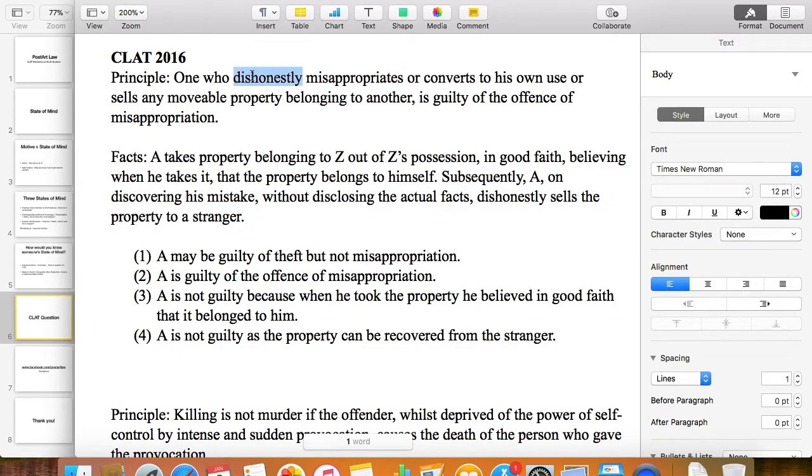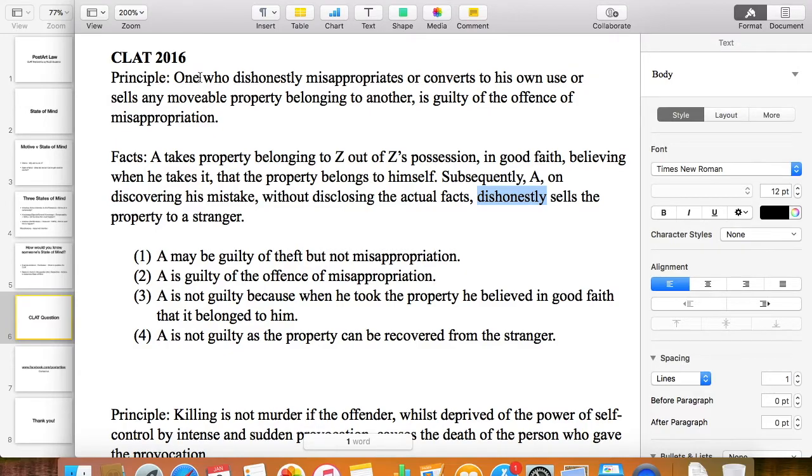So dishonesty is a state of mind, right? But it's expressly given in the question that he had that dishonest state of mind. We don't have to look at his actions to determine anything. It's expressly given in the question that he has a dishonest state of mind. So now let's look at the answer, right?